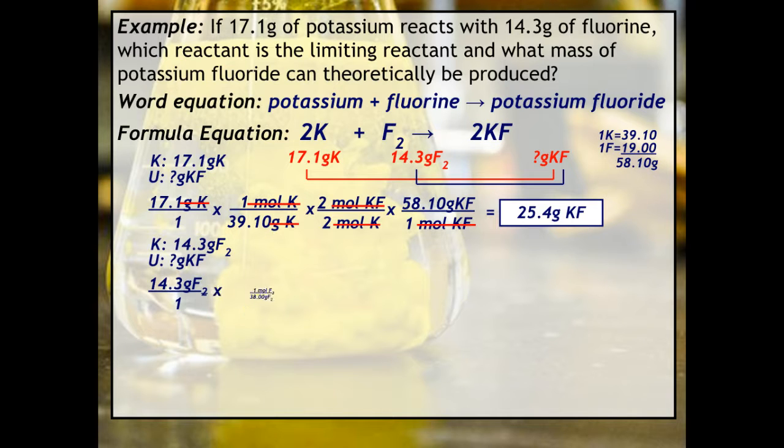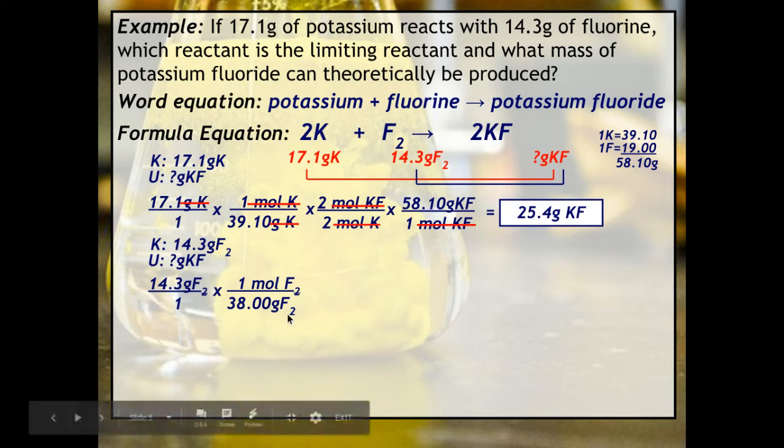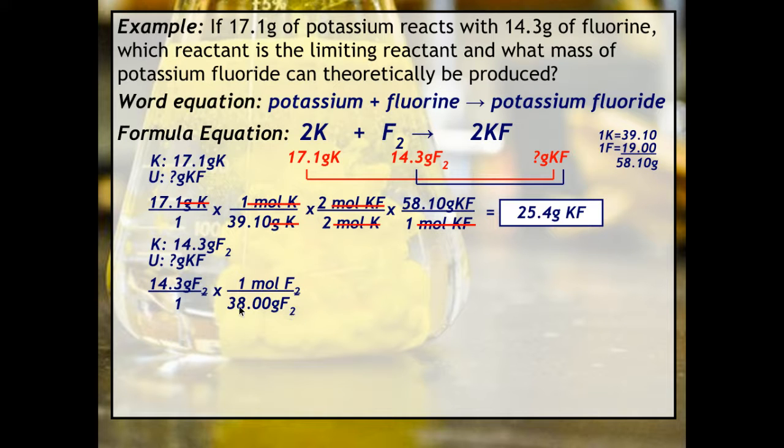I need to cancel those out using the periodic table. There's 38 grams of fluorine, F2. It's diatomic, so you have to say 19 times 2 for every 1 mole of fluorine. Those cancel out. For every 1 mole of fluorine, there are 2 moles of potassium fluoride. So 1 mole of fluorine for every 2 moles of potassium fluoride, because I need to get to my product. That's why I'm using the mole-to-mole ratio.